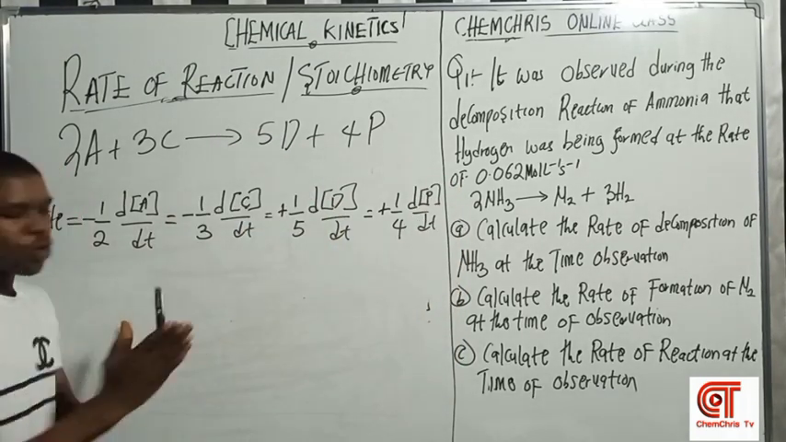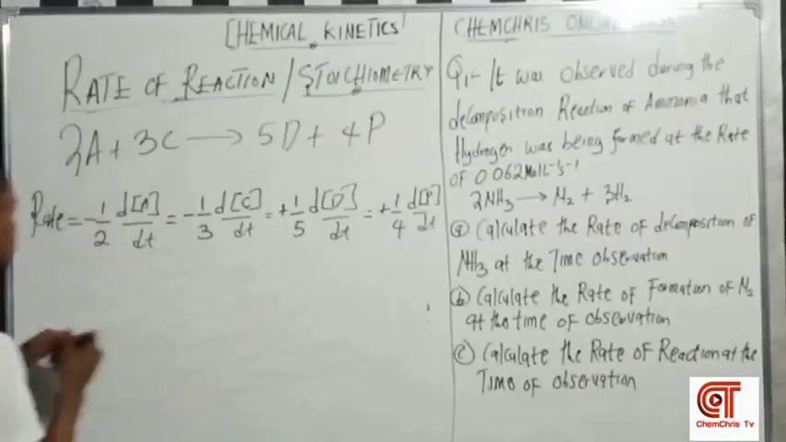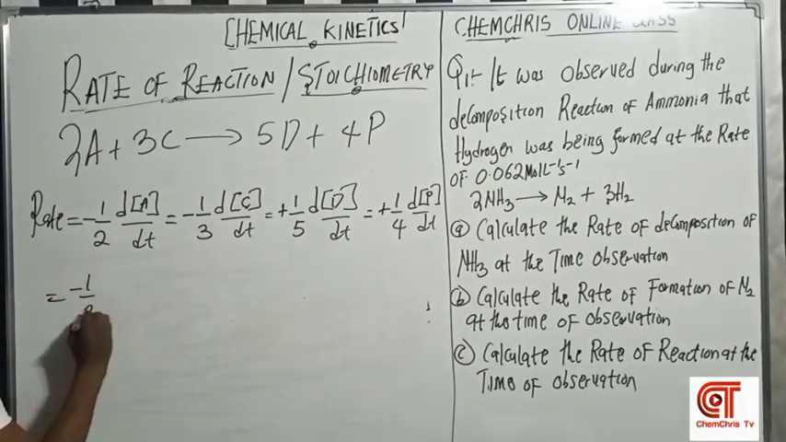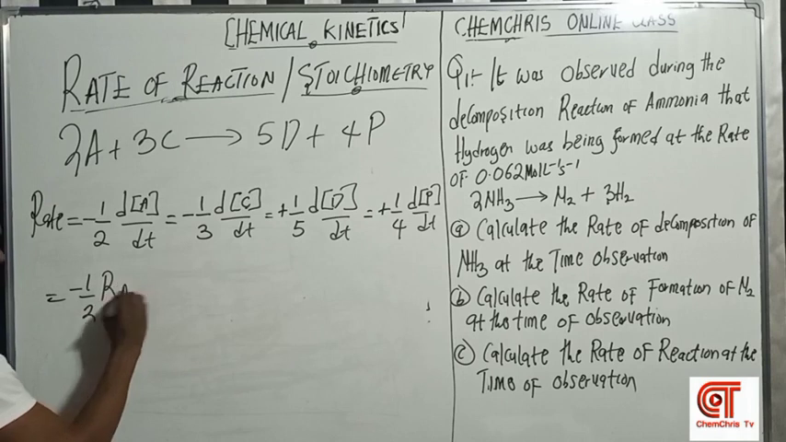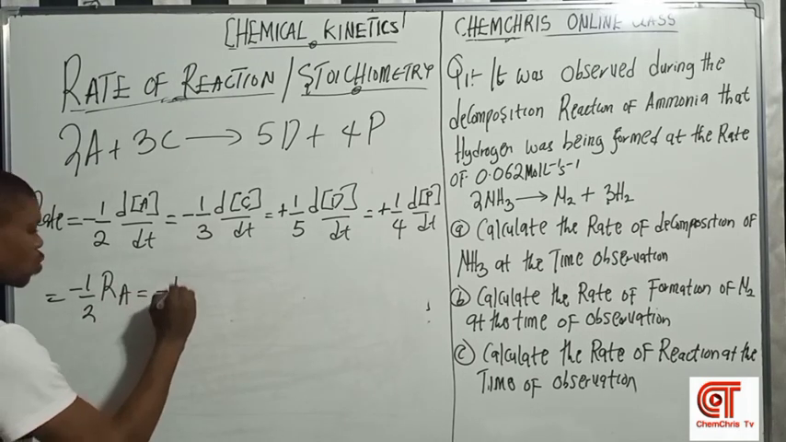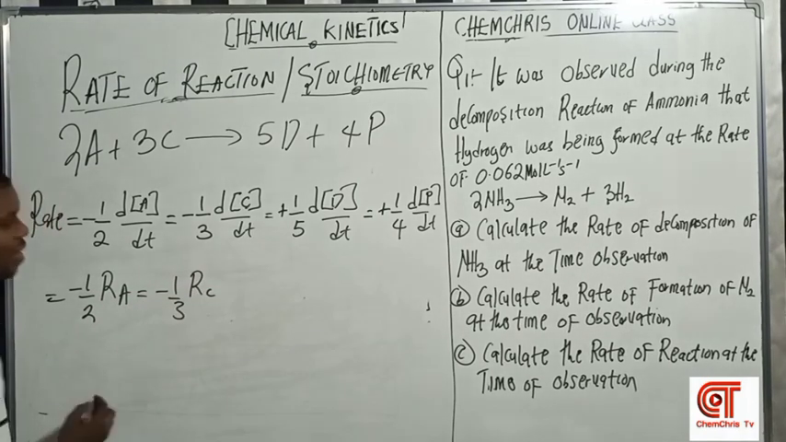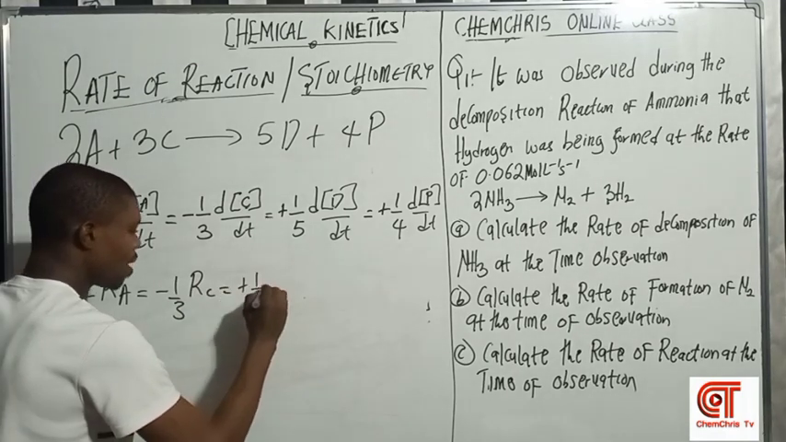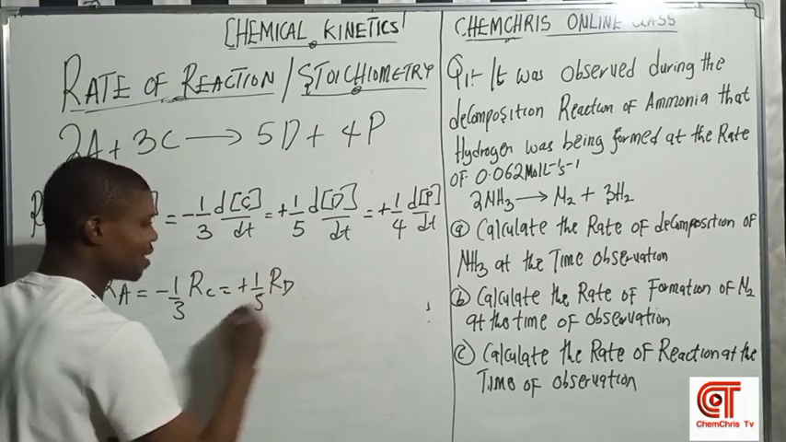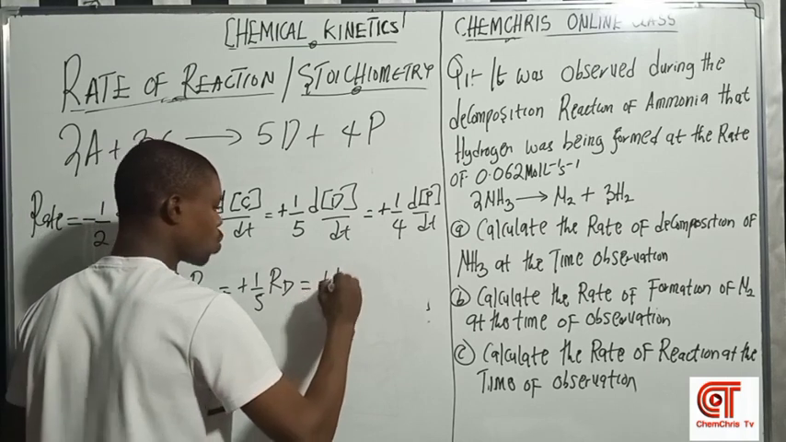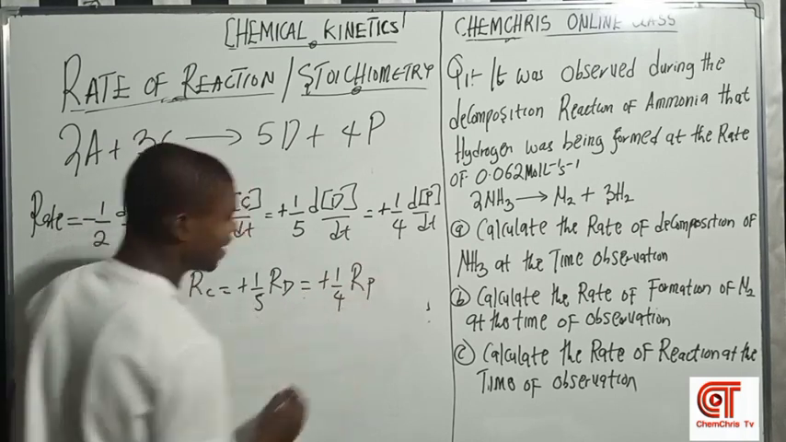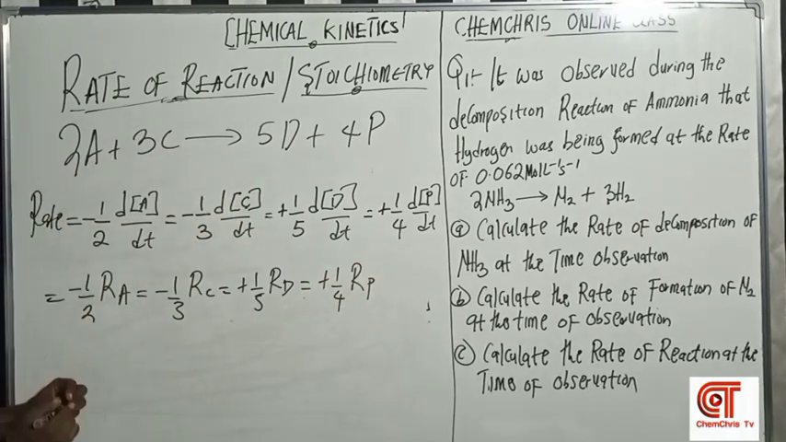Now, to break things down for you, you can just say minus 1 over 2 rate of A equals minus 1 over 3 rate of C, then equals plus 1 over 5 rate of D, then equals plus 1 over 4 rate of P. It's still the same thing here.